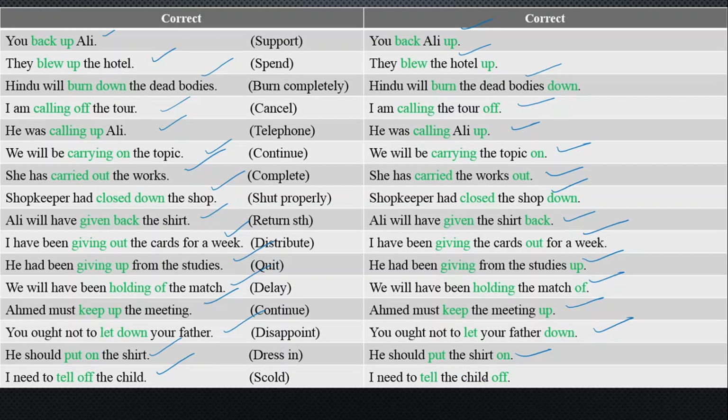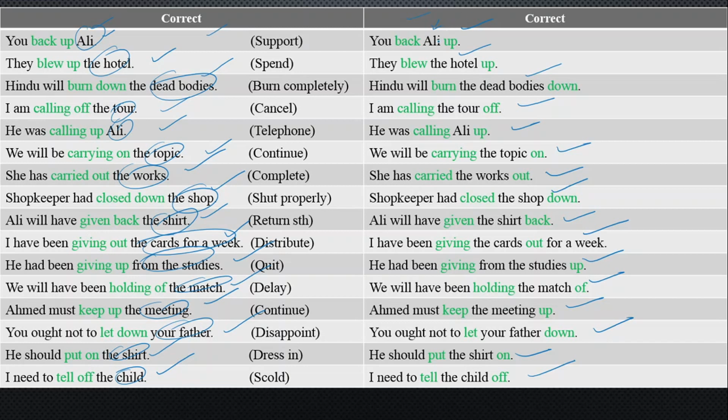Why? You have got the choices. Both of the sentences are right. Whether you want to write the object, like Ali, the hotel, the dead bodies, the tour, the topic, the works, the shop, the shirt, the cards, the studies, the match, the meeting, your father, the shirt, and the child, you can write them at the end, and you can also separate them and bring them in between. You can write them in combined or in separated form. Both of them are right, because your object is a noun.